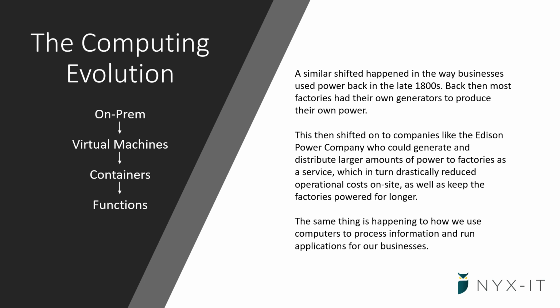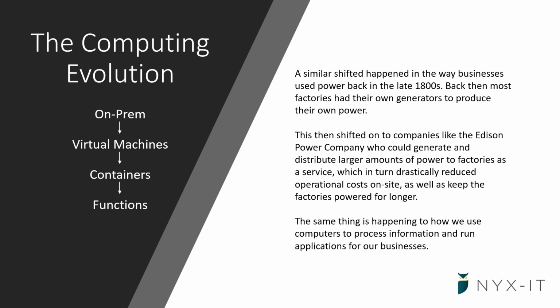Next, we're going to talk about the computing evolution. So this is pretty much how computers go from on-prem to virtual machines, to containers, and then to functions. A similar shift happened in the way businesses used power back in the late 1800s. Back then, most factories had their own generators to produce their own electricity and power.